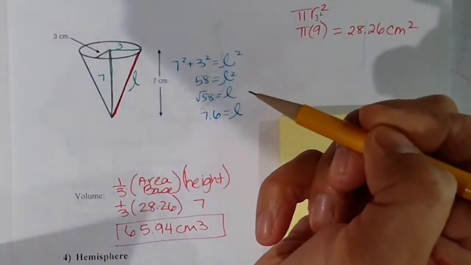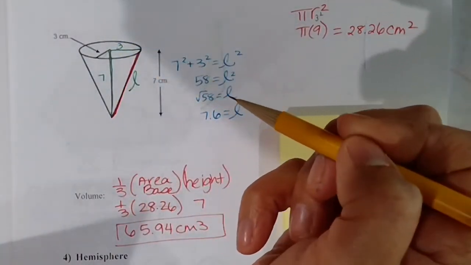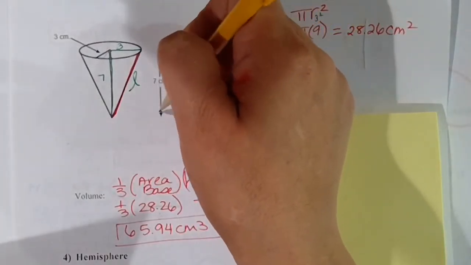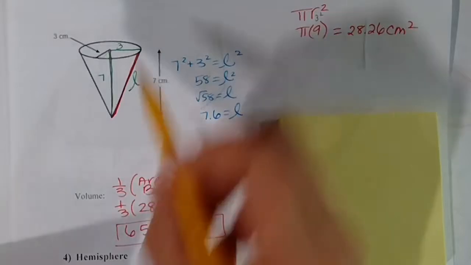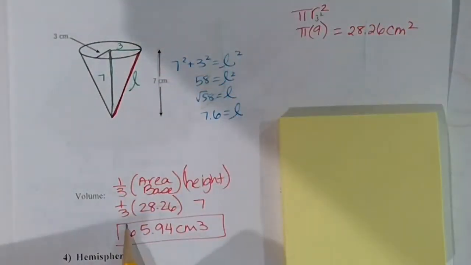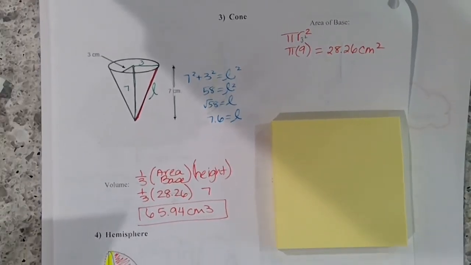So, how do we do this? Oh, they did tell you the height. The height was 7. Lucky. Okay, so the height is 7 right there. Okay, that's the same as this. So it's 1/3, 28.26 times 7, whatever that is in your calculator, and it's centimeters cubed. That's the easy part.